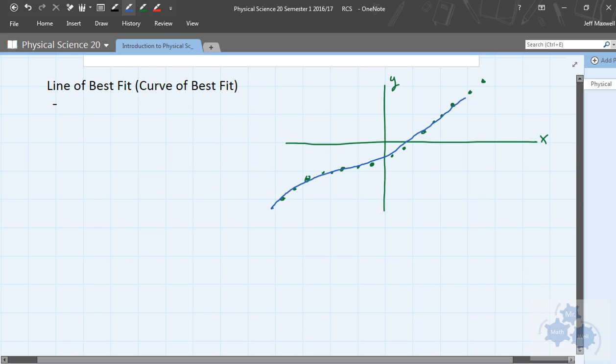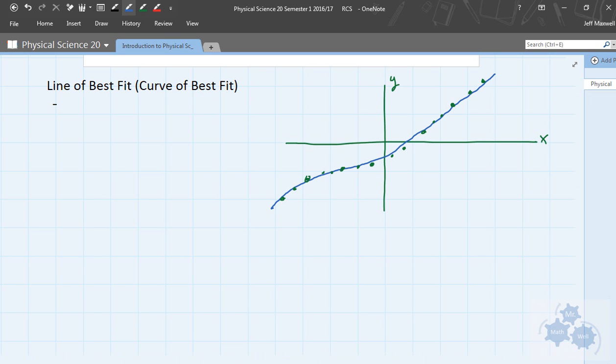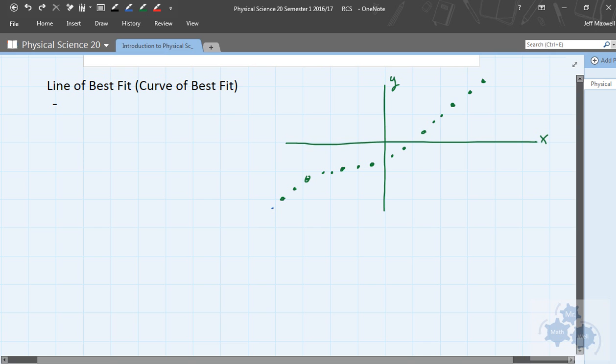Now, notice I'm not going through all the points necessarily. But what I'm doing is drawing some sort of smooth curve or straight line that would represent a general pattern for the relationship of these points. Okay. Now I could do that, but I also could do a straight line as well. The straight line, as you'll notice, probably won't be quite as good as the curved line. But let's say I do something like this. Now that line would be a straight line of best fit for those points.